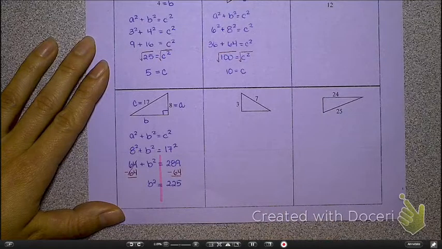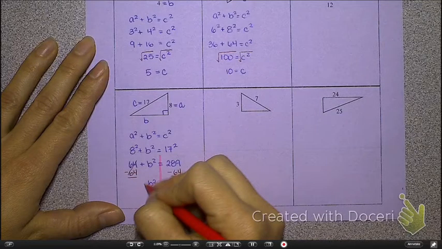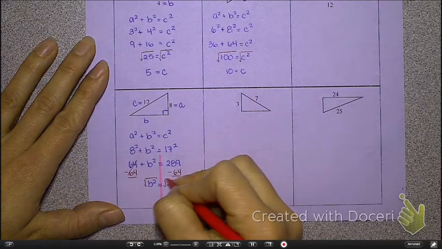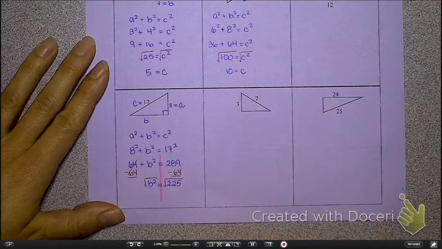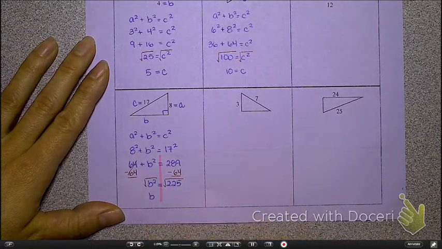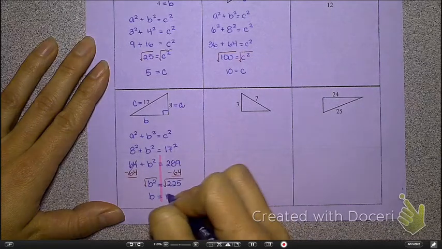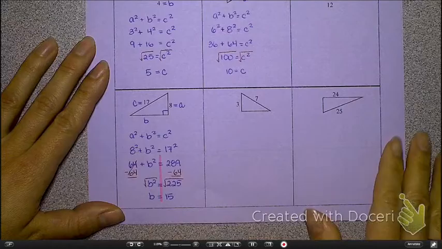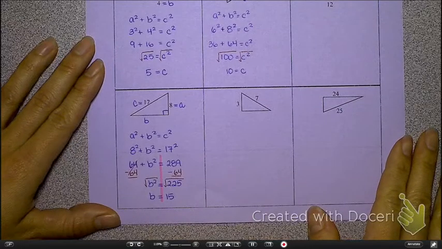Yeah. Okay, so now take your square root of both sides. Did you get it, Jace? Yeah? Okay. All right. So b equals what? Is it perfect, this one? Yeah, what was it? 15. Okay. So our missing side is 15. 15 is the answer. Okay?